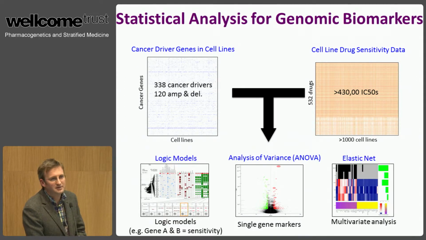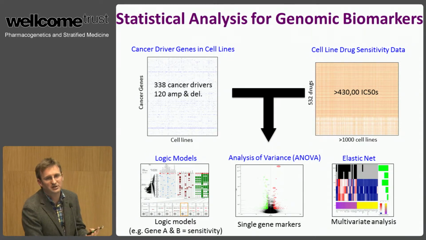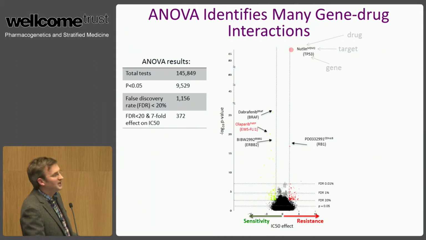But we have other methods, including things like logic models and elastic net, which are basically different approaches that add different layers of information and enhance our modeling. But I'm not going to go into a lot of detail, and I'll just give you a little flavor of what this type of data looks like. So we depict this data using what's called a volcano plot.